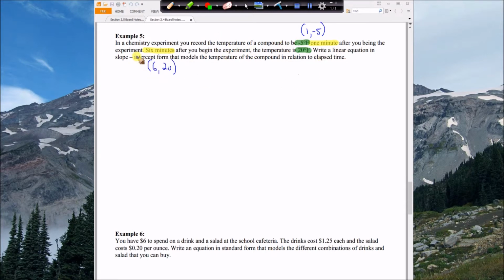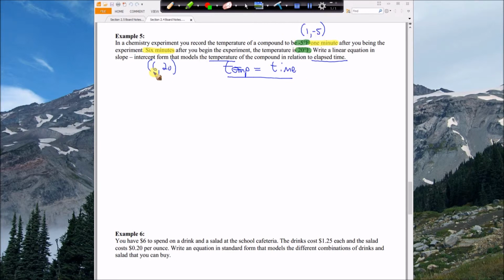But when they say the temperature of the compound in relation to time, they're really asking for an equation that is T equals something to do with time. Okay, well, that's a bit confusing. So temperature equals some relationship with time. Okay, that's basically what they're asking for. Come up with an equation that relates temperature and time. And so we have 2 points.